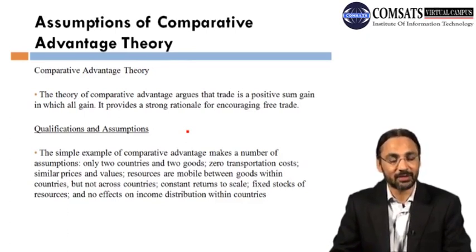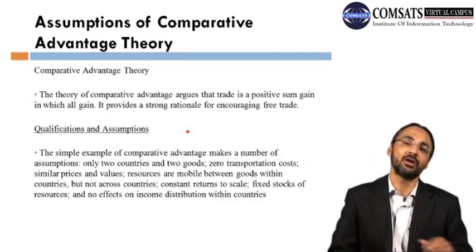But there are some assumptions behind this trade or this example. This is a simple example of two countries with two goods. This is the first thing. The second thing is zero transportation cost. We just suppose that there was no transportation cost. Similar prices and values. Resources are mobile between goods within the countries, but not across countries. A constant return to scale, fixed stocks of resources, and no effects on income distribution within the country.